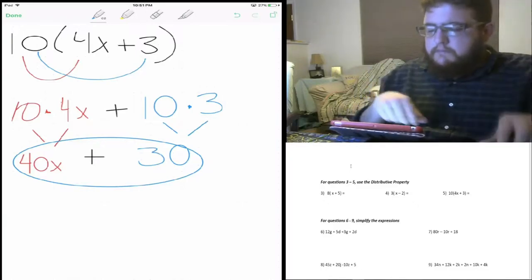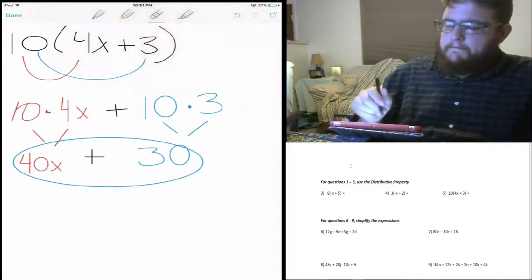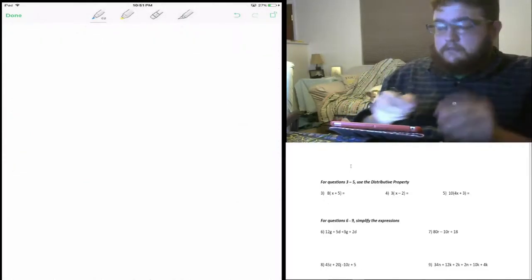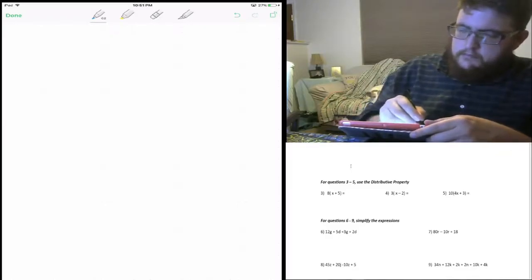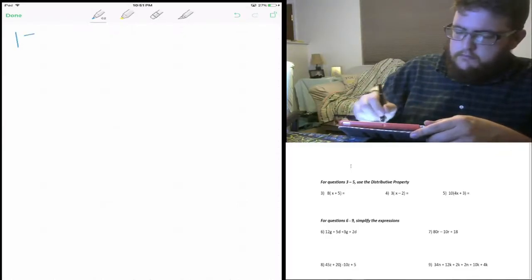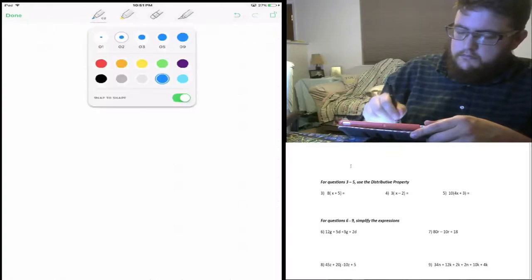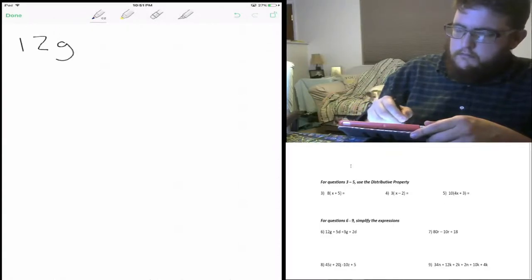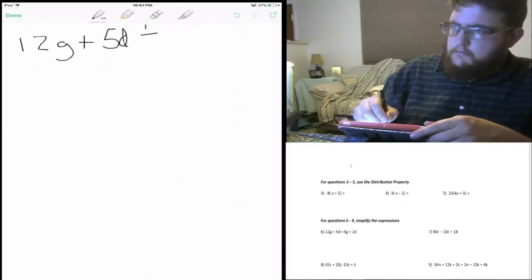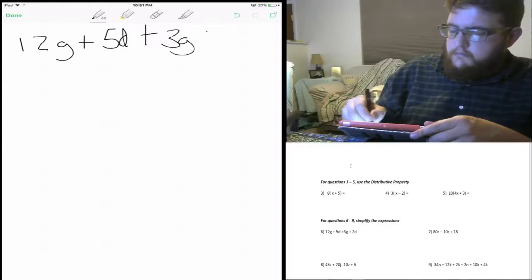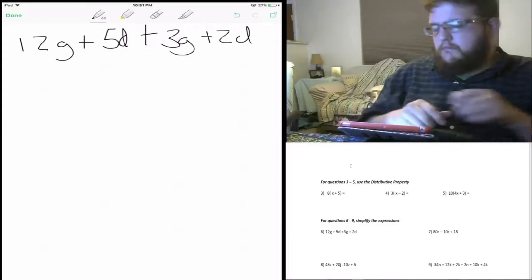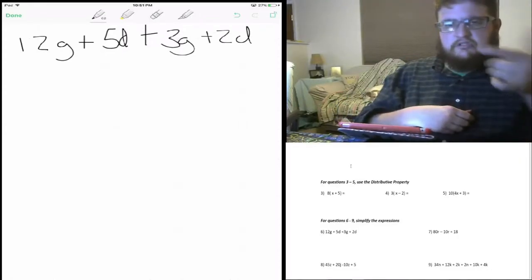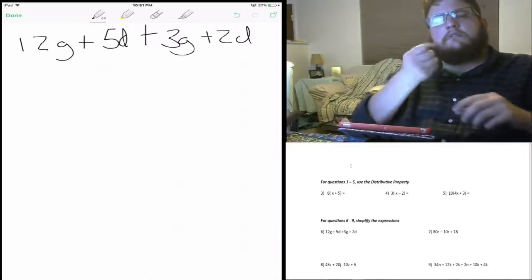Alright. Number 6, well, let's read the directions. For questions 6 through 9, simplify the expression. So let's start with number 6. For number 6, we've got 12g plus 5d plus 3g plus 2d. So you'll notice we've got some d's and we've got some g's kind of spread out.